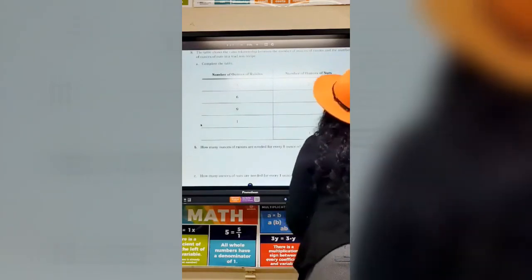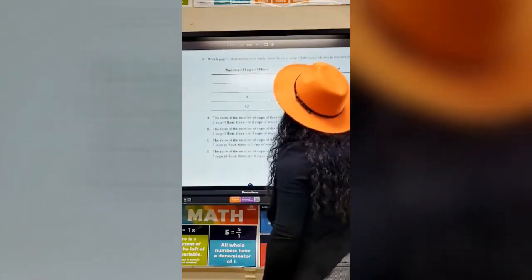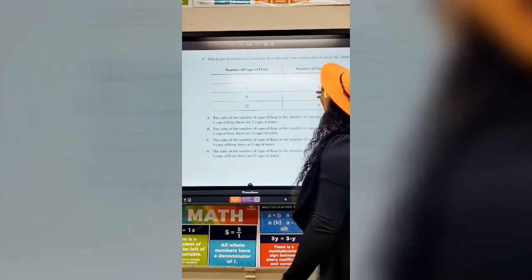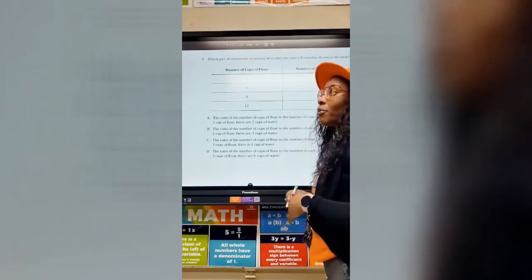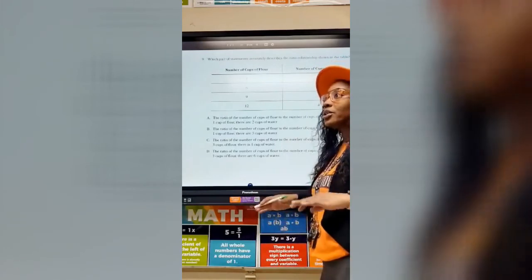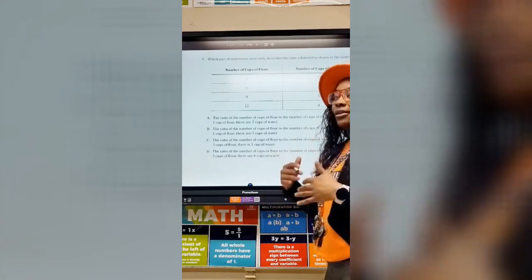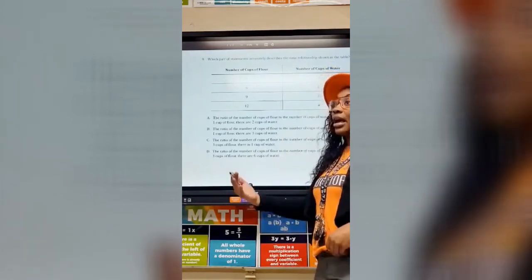We have one more problem, number 9, which states, which pair of statements accurately describe the ratio relationship shown in the table? So here we see a 3-to-1 ratio. Anytime you have 1 as one of your numbers in the ratio, that automatically tells you that it's in its simplest form. Remember, to be in its simplest form, or the base ratio, or lowest terms, means that you can only divide those numbers by 1. So if one of the numbers in the ratio is 1, obviously 1 times 1 gives us 1. That's the only way we can get 1 when we're multiplying. So that means it's already in that base ratio.